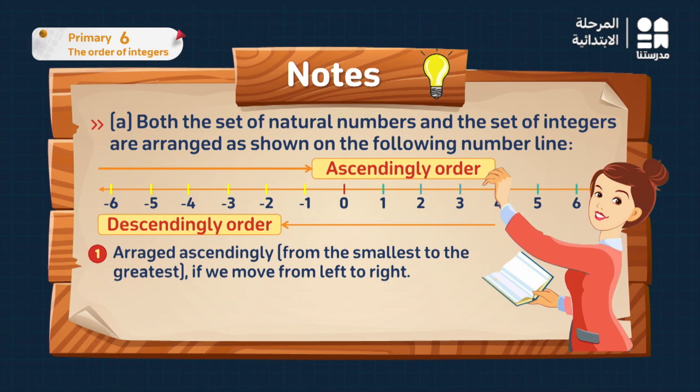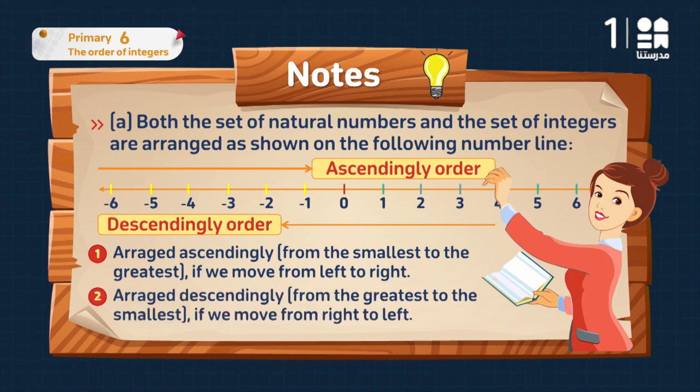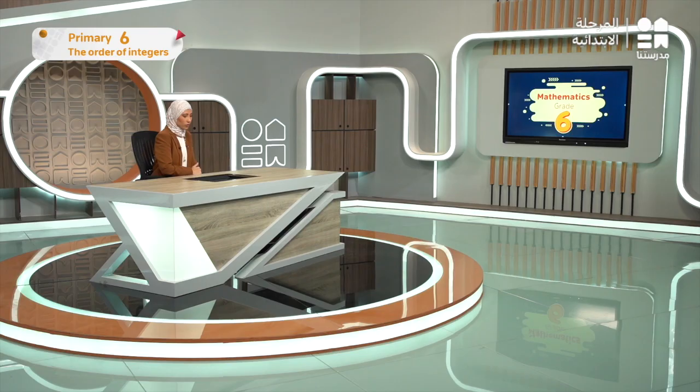You are moving from left to right, so you are moving ascendingly, small to big. But if you're moving vice versa, if you're arranging descendingly, you are moving from right to left, from big to small. Okay, the topic is very easy if you look at your number line.